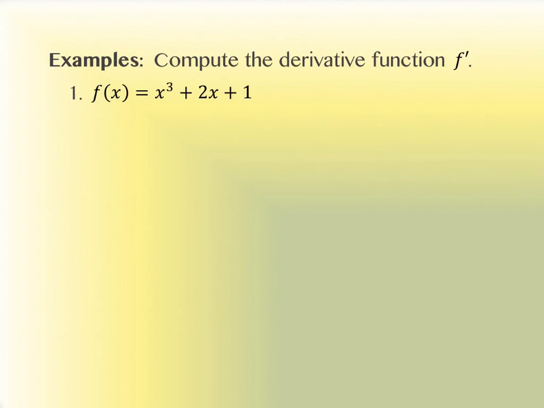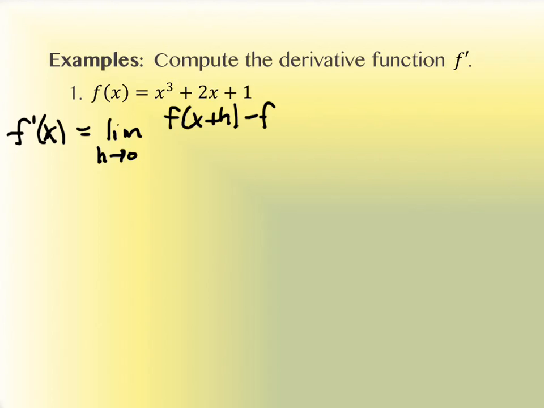I just want to show you that in fact it will still work and look very much the same. So we're going to find f prime of x. It's going to be the limit as h approaches 0 of f of x plus h minus f of x over h. And this is what we're going to do. So this is the limit as h approaches 0.